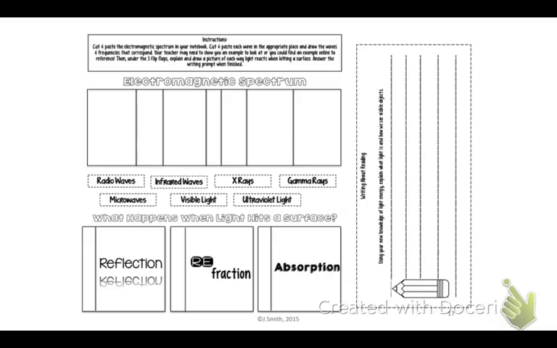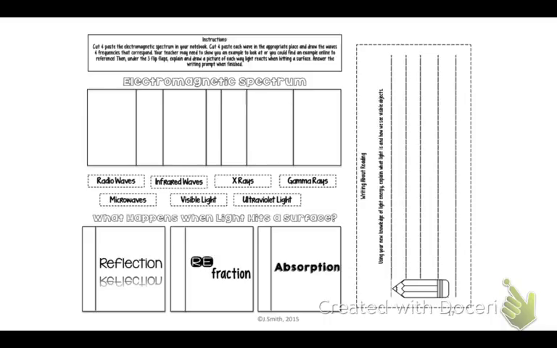Then you're going to cut out what happens when light hits a surface. You're going to cut that out in one piece. And those three things that can happen are reflection, refraction, and absorption. So you're going to cut out those boxes. Notice that they have the little piece on the left-hand side of each one, and that's because those are going to be flaps. And then you're going to cut out the dotted part for your writing.